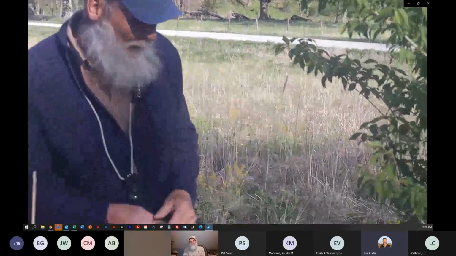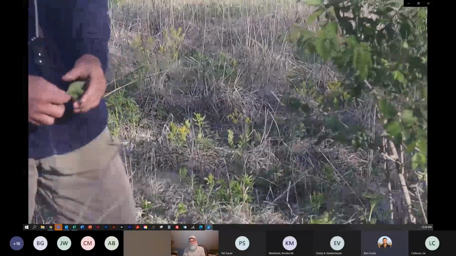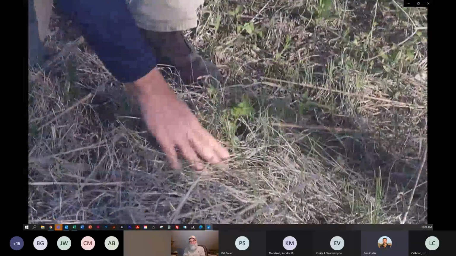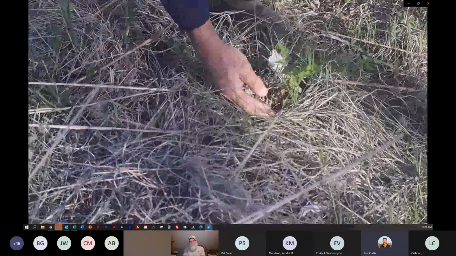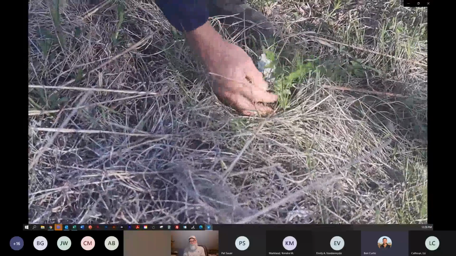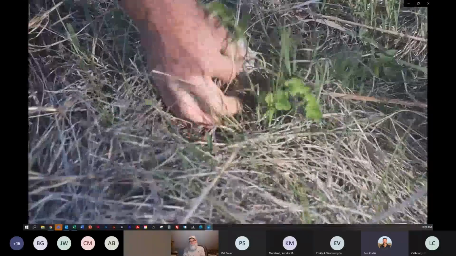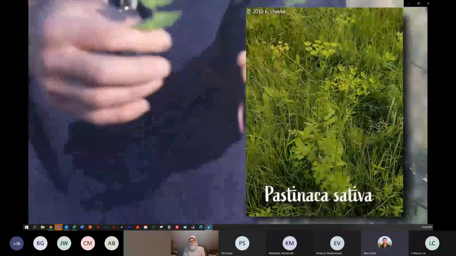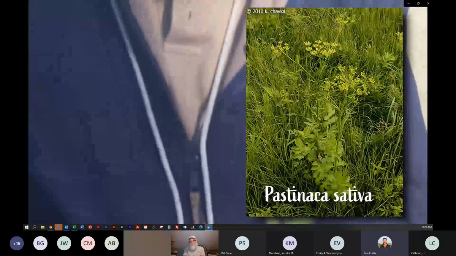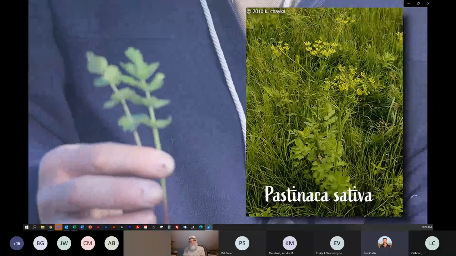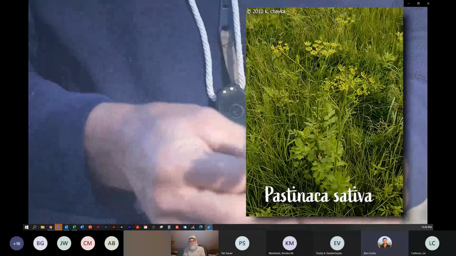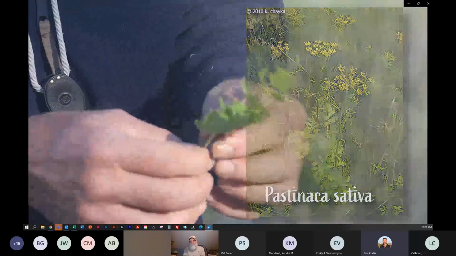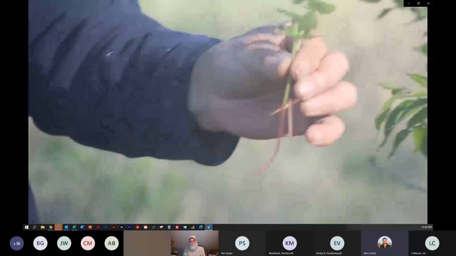A couple other species that I want to point out here in the reconstruction. One of them is this really small plant right here. We do see some larger plants about, and usually there's also some larger plants over there in the roadside. I'm going to go ahead and pick this, but this is something you should never do probably, because this is wild parsnip, Pastinaca sativa.